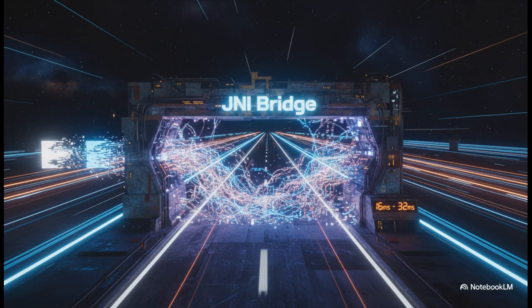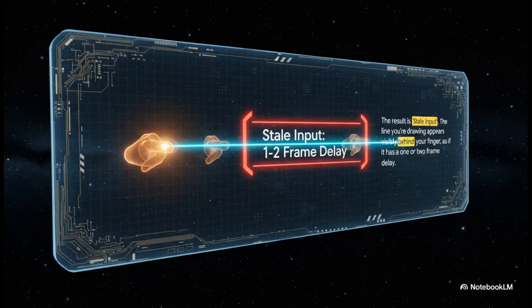This image here really helps visualize the problem. Think of the JNI bridge as a slow, one-lane toll booth right in the middle of a high-speed freeway. Just crossing it can add between 16 and 32 milliseconds of delay. That's insane. That's the equivalent of losing 1 or even 2 entire frames before your code even gets a chance to see the event. And the evidence of this crime is something developers call stale input, or input rancio.